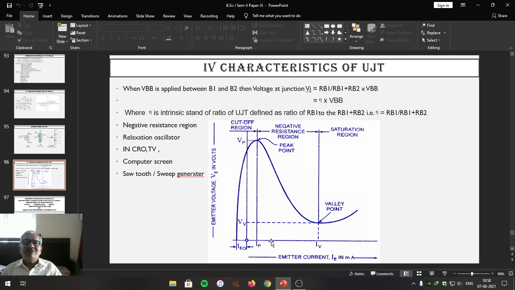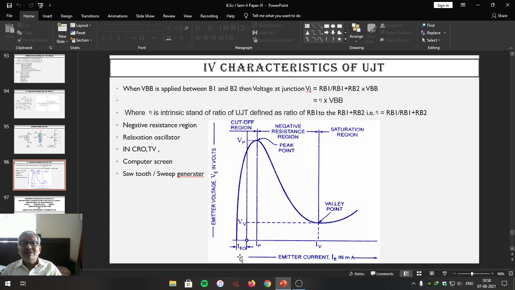In this particular graph, emitter voltage is taken on y-axis, whereas emitter current is taken on x-axis. And then the graph is plotted. The graph is as represented here. So this is the nature of the graph of IV characteristics of UJT. Dear students, what can we conclude from this particular graph?